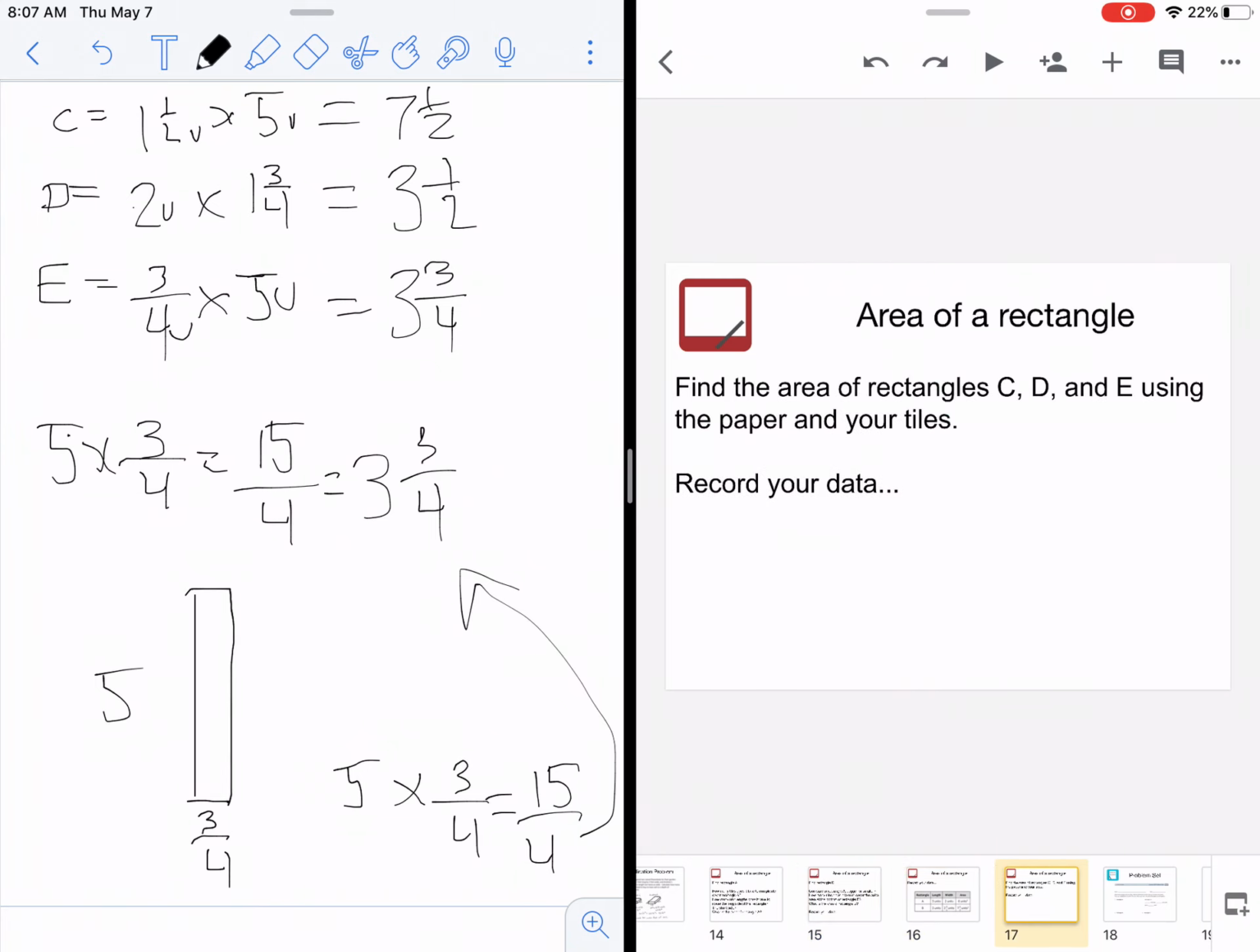Nice job, everyone. So that is how we find the area of rectangles with whole by mixed and whole by fractional number side lengths.